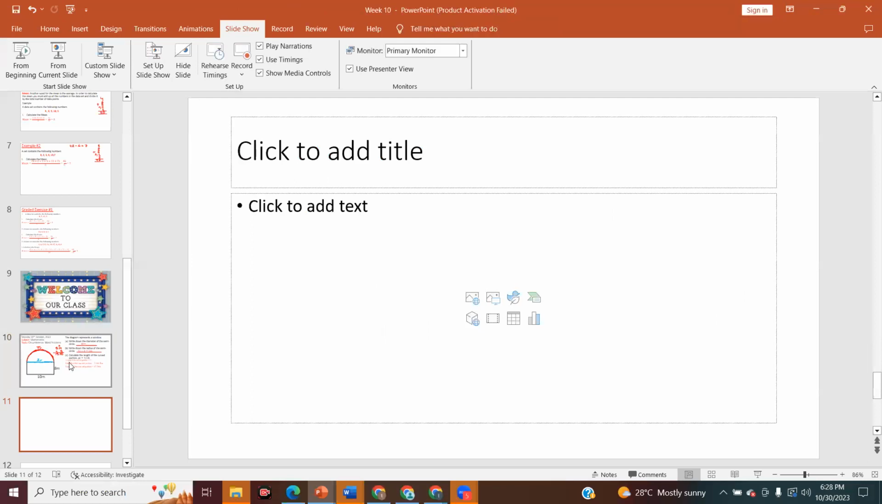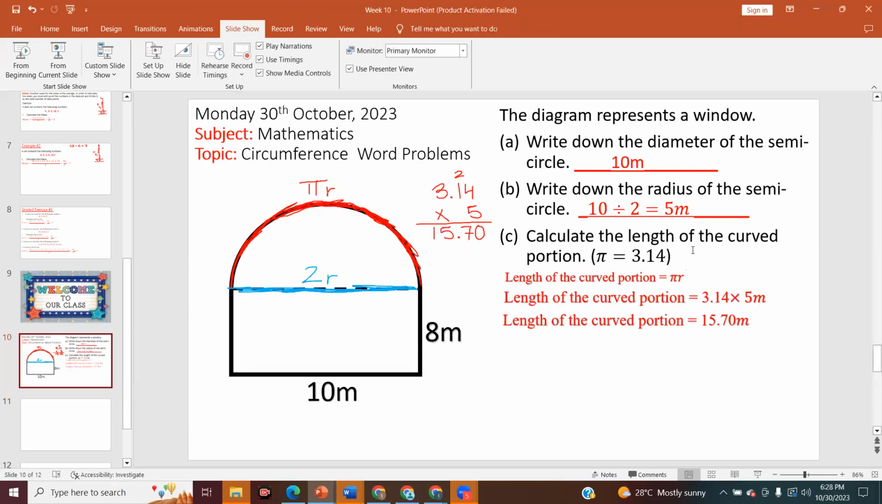a final question. Maybe could add like probably 2 more questions to this. Let's see. It just depends on how this one goes. So we know that the length of the curved portion is 15.7. Someone is asking to get entrance into the class. Egypt.